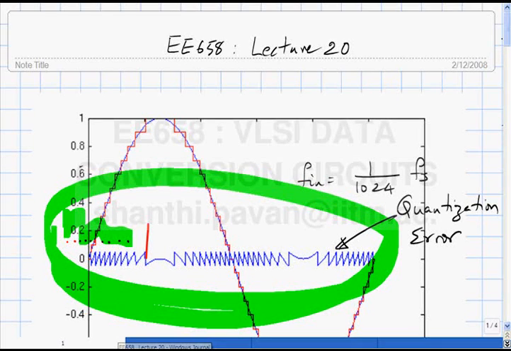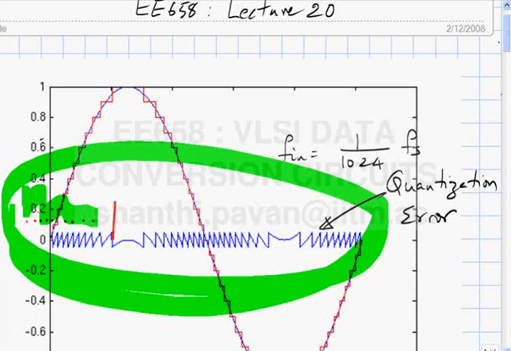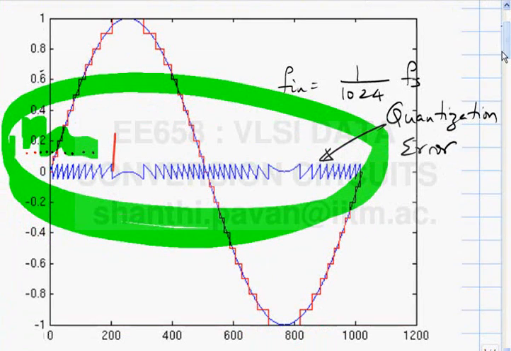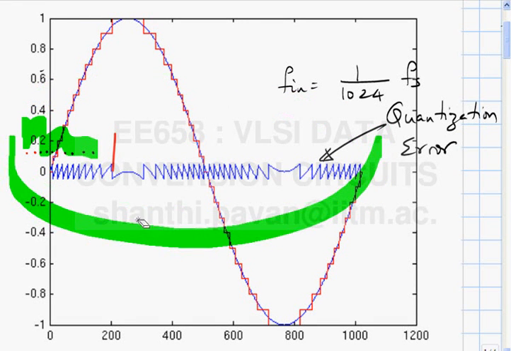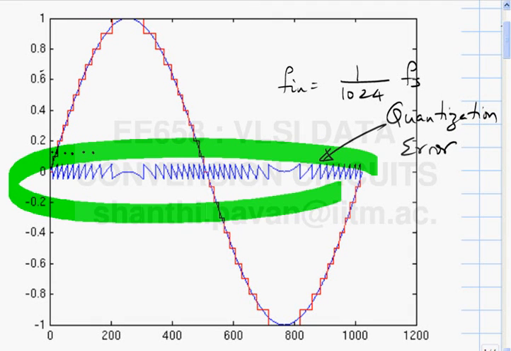So this is E658 lecture 20. Yesterday we were looking at the spectra of quantized signals, and this is where we left off. The blue sine wave is the ideal sine wave. The red step-like waveform is the same sine wave quantized with a step size of 0.1, and the blue one shown here is the quantization error.